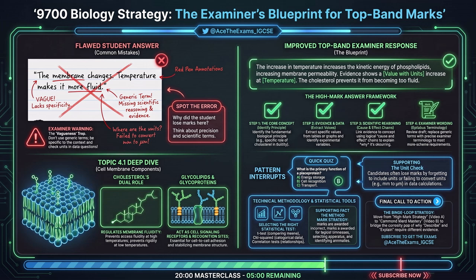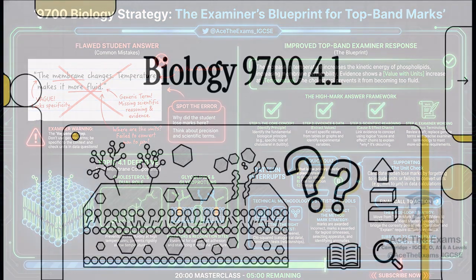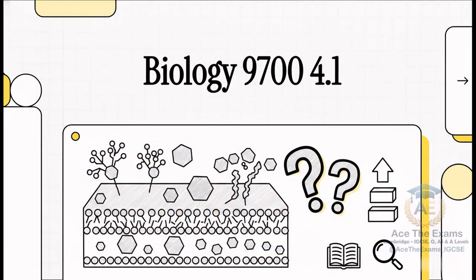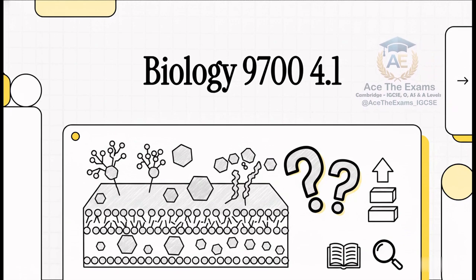Mastering Biology 9700 4.1, the arrangement of cholesterol, glycolipids, and glycoproteins. Look, today we are skipping all the fluff. We're going to dive straight in and expose the one tiny fatal terminology mistake that costs students easy marks before they even start explaining the actual biology.